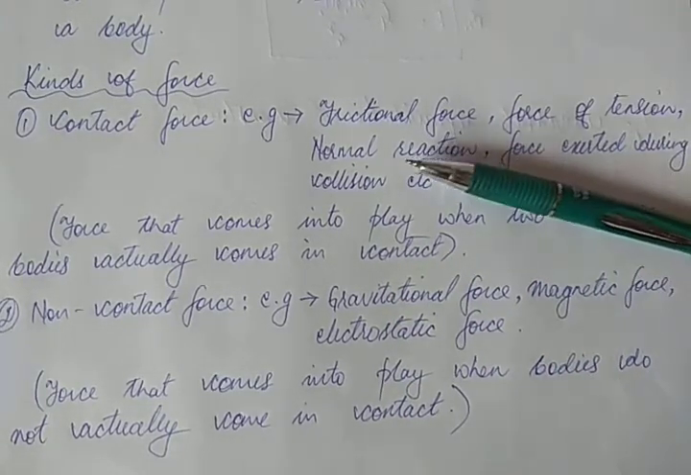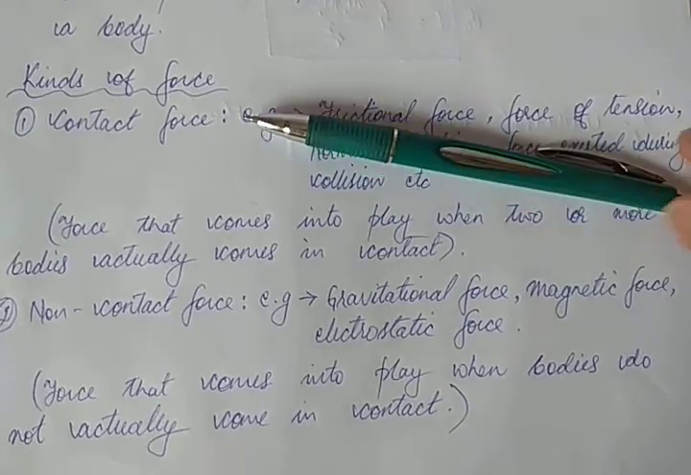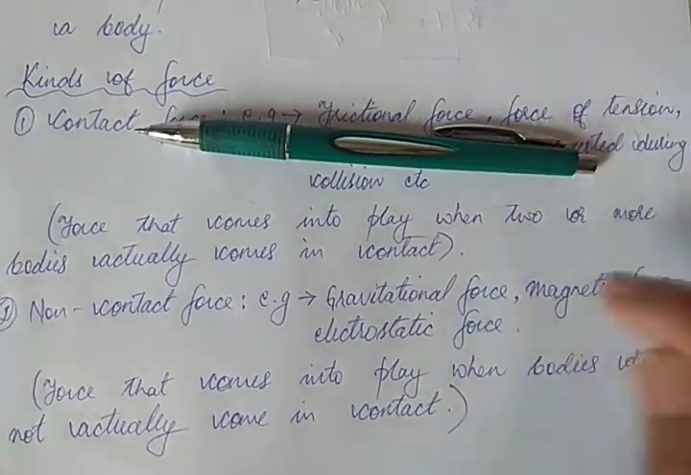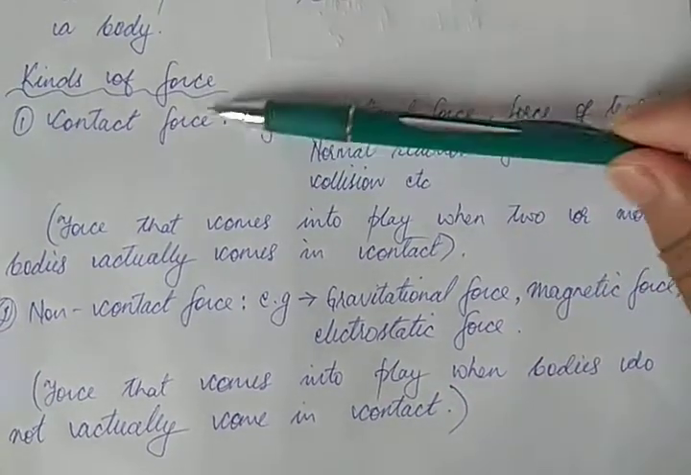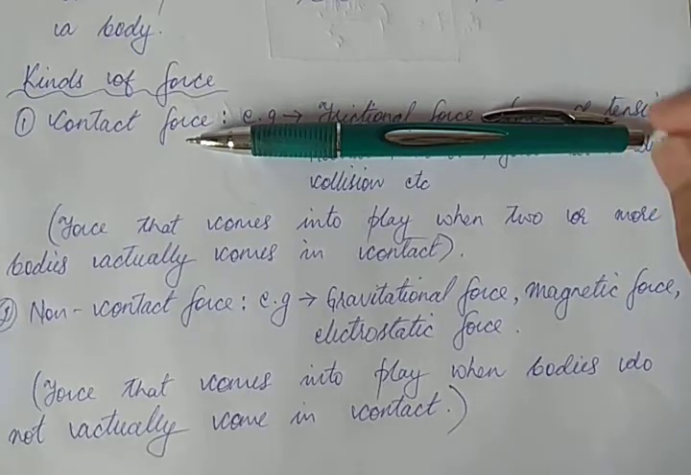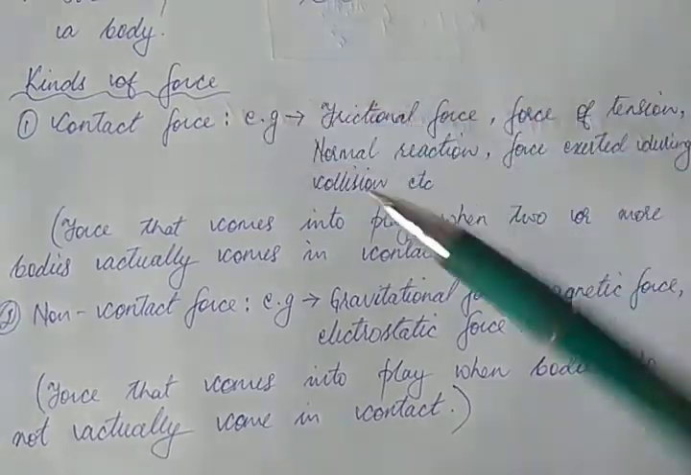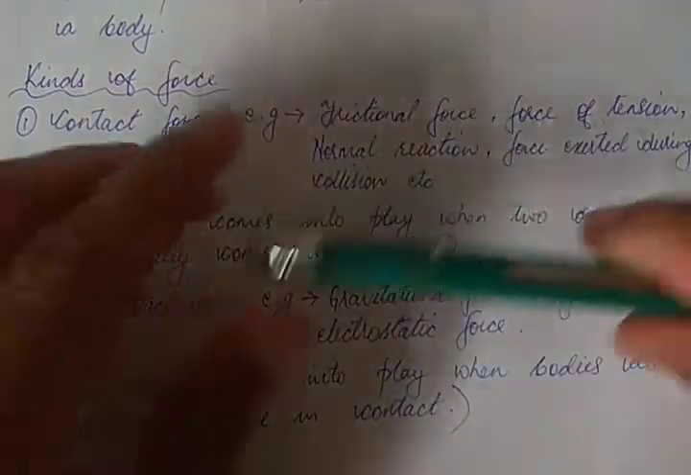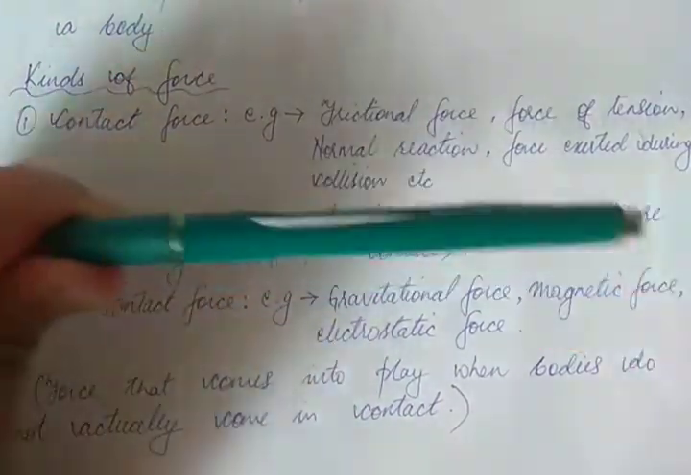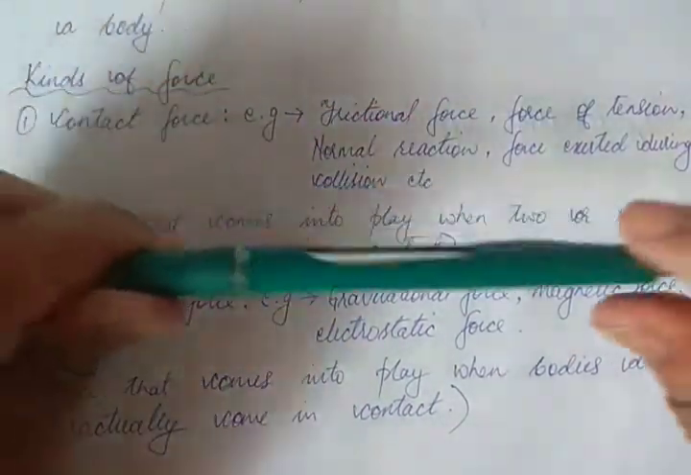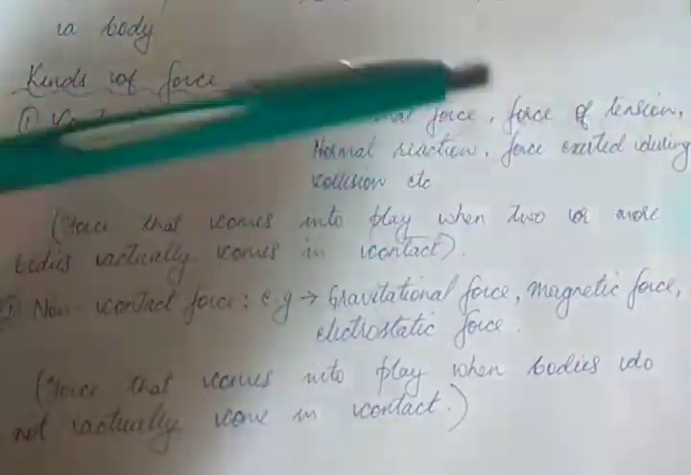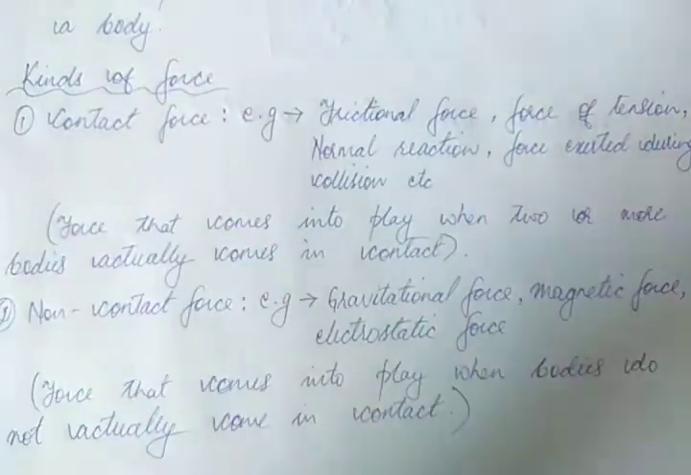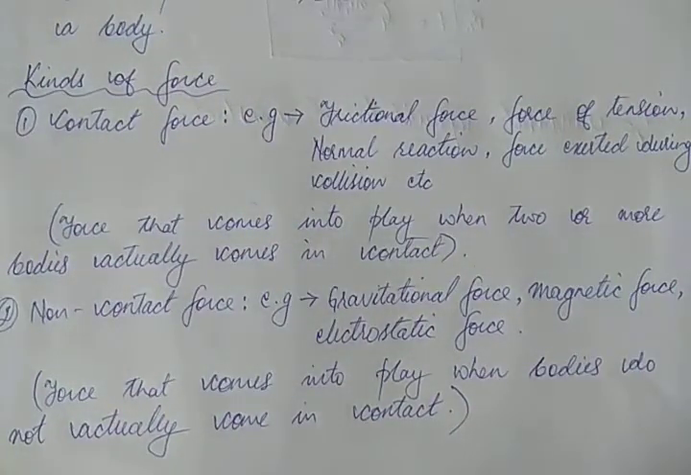When a body moves over the surface of another body, like this paper and the pen, the pen is moving over the surface of the paper. These two bodies are coming in contact, and the force that comes into play between them is the force of friction. So force of friction is a contact force. Force of tension: when I'm trying to bend something or pull a rubber band, my hand and the rubber band are coming in contact. My hand and this pen, when I'm trying to bend it, are in contact. So there's a force of tension that comes into play.